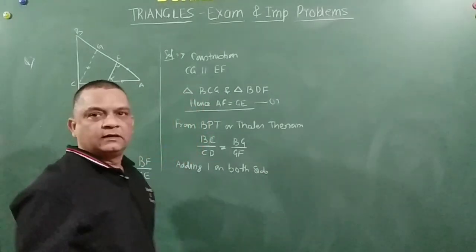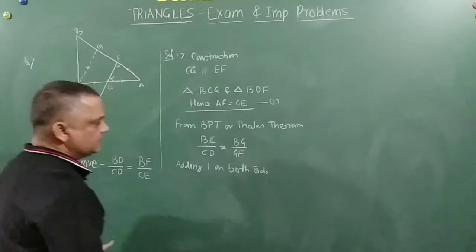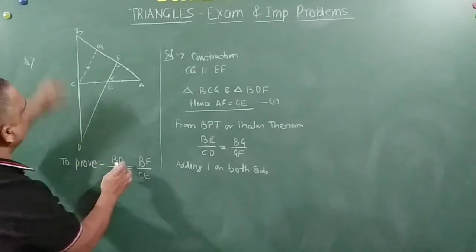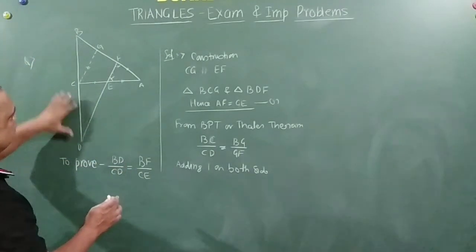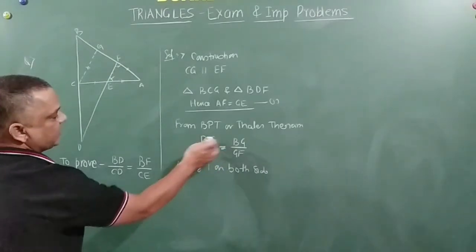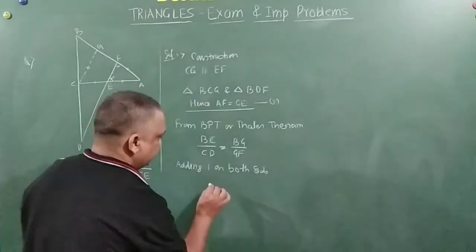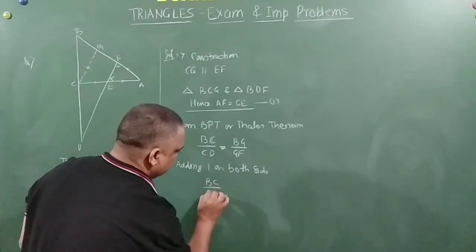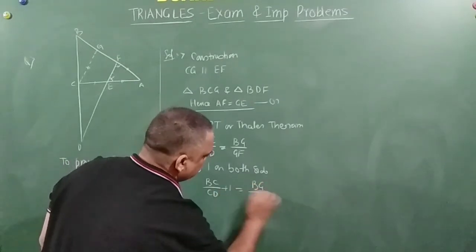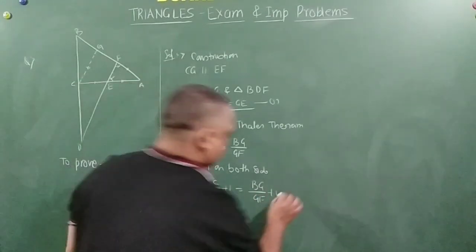Now you may ask, sir, how did you know that I have to add 1? The answer is, here BC is there, friends, but I am talking about BD. If I add 1 to it, then this CD will go up and this becomes BD. That is why I am adding 1 on both the sides. So this becomes BC by CD plus 1 is equal to BG by GF plus 1. Right? So now let's solve it.